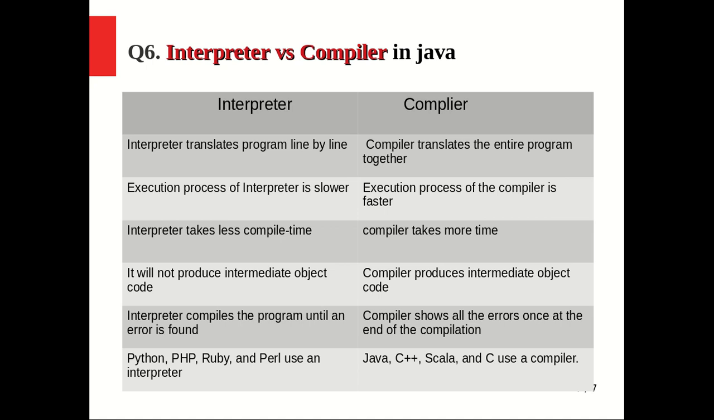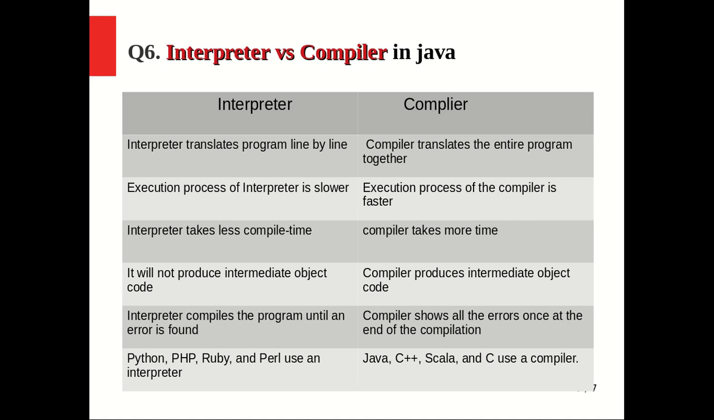Fifth point, an interpreter compiles the program until an error is found. The interpreter reads line by line and tries to compile the code line by line until an error is found. As soon as the error is found, it will stop. But the compiler shows all the errors at once at the end of the compilation. Basically, the compiler compiles the code, and then shows all the errors present at the end of the compilation. This is the main difference between an interpreter and a compiler.